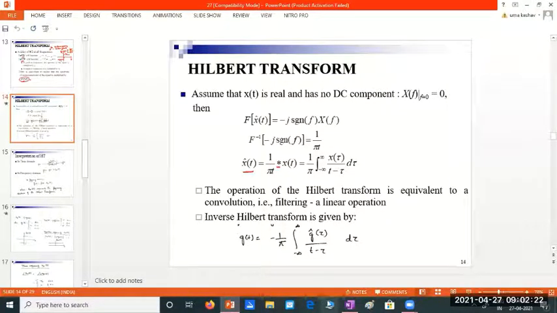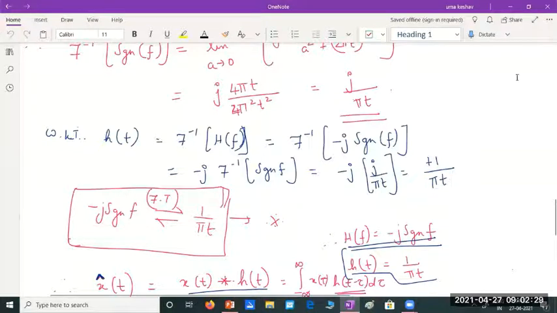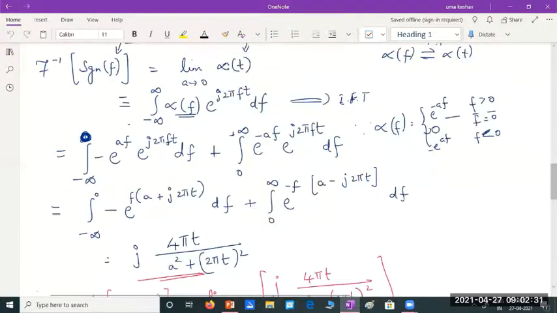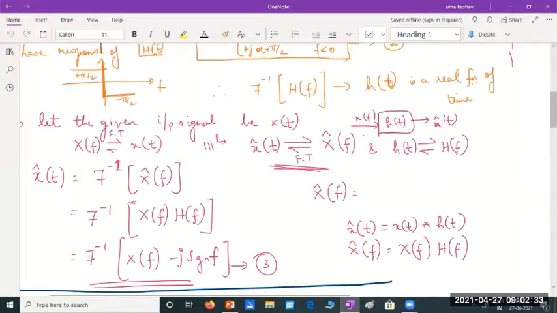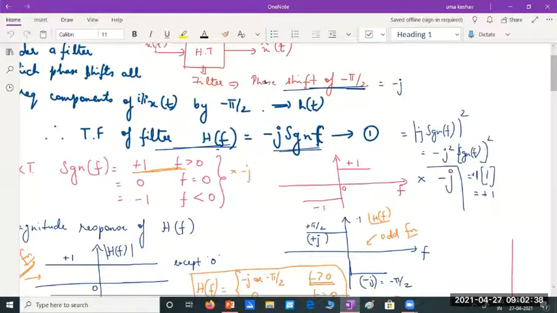And how we got this, we had seen the derivation. We saw the complete derivation in the last class, which showed us how we get that time domain equation, which is nothing but convolution of the given signal with 1 by pi t.